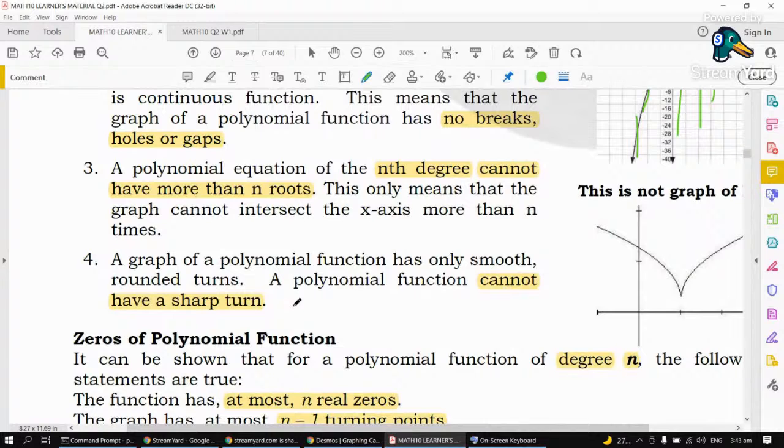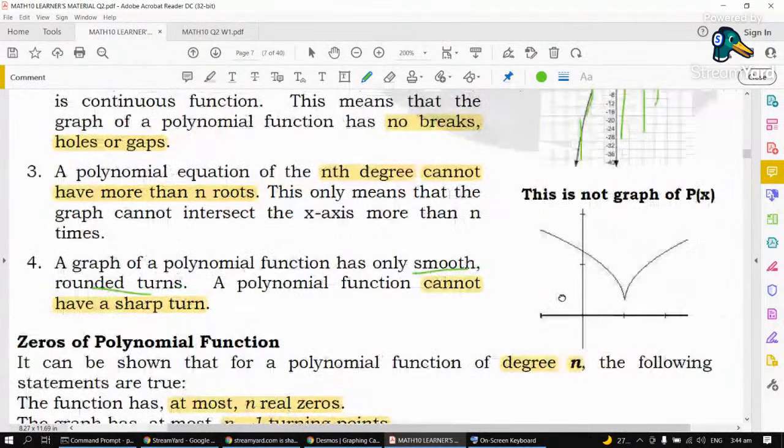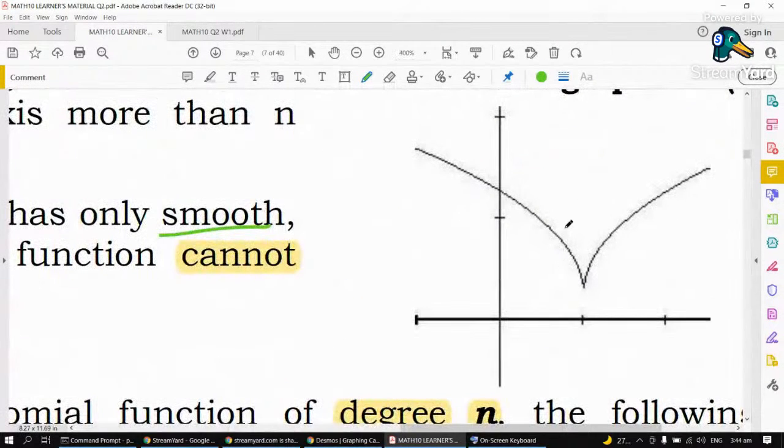Number 4, graph of a polynomial. Ang mga graph daw ng polynomial function ay smooth at may rounded turns. So, hindi daw siya pwedeng magkaroon ng sharp turn. For example, itong graph na to is not a polynomial because meron tayong dito na sharp turn.